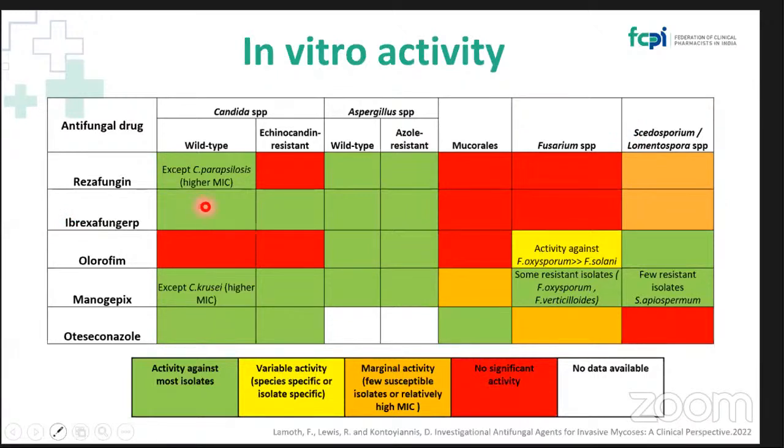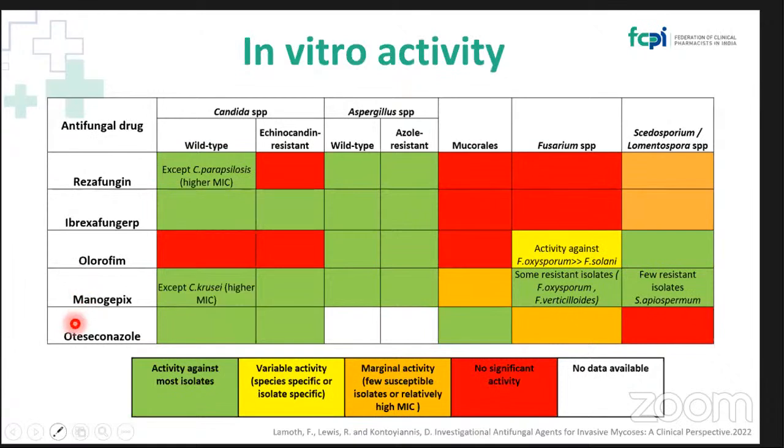Ibrexafungerp, you can see, has pretty good activity against Candida and Aspergillus species, but is resistant to Mucorales and Fusarium species, and has variable activity towards Scedosporium and Lomentospora species. Coming to olorofim, they have no activity towards Candida species, but they're active towards Aspergillus species, Scedosporium and Lomentospora species, and have variable activity towards Fusarium species.